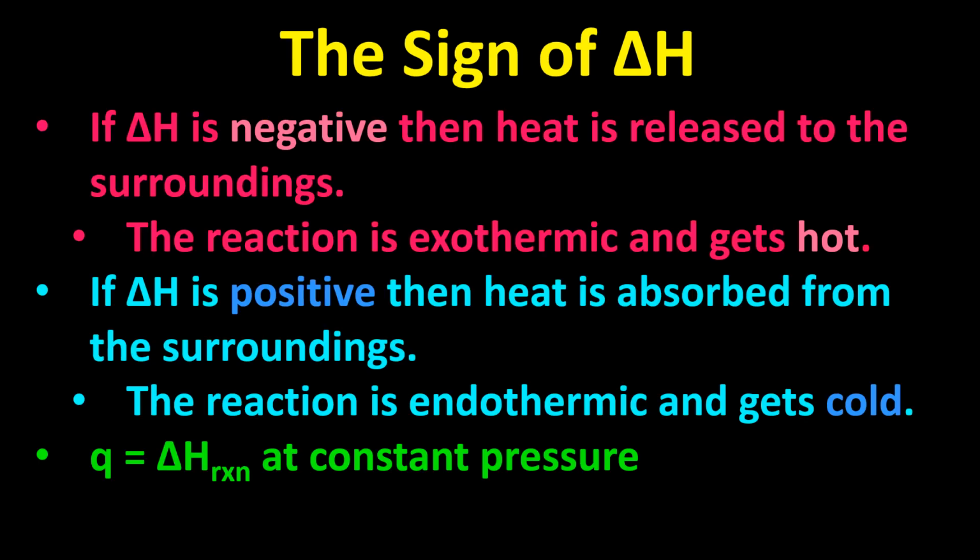What's important for determining if a reaction is going to produce or absorb heat is the sign of delta H. If delta H is negative, then heat is released to the surroundings. The reaction is exothermic and it's going to get hot, just like the reaction that we saw for the Hot Hands reaction there with iron and oxygen. If delta H is positive, then heat is absorbed from the surroundings and the reaction is endothermic and gets cold.